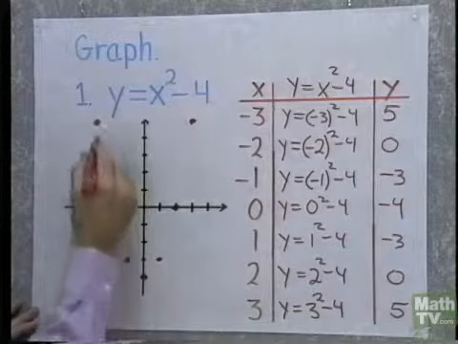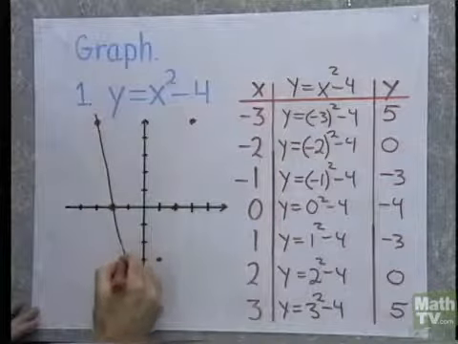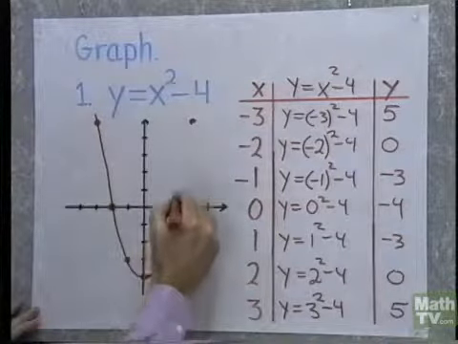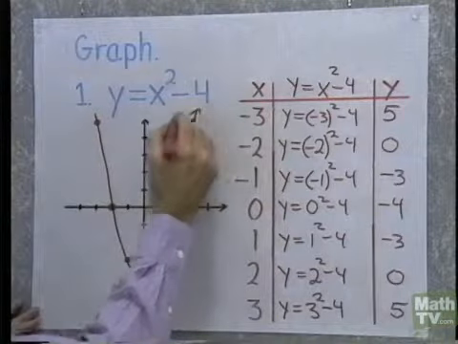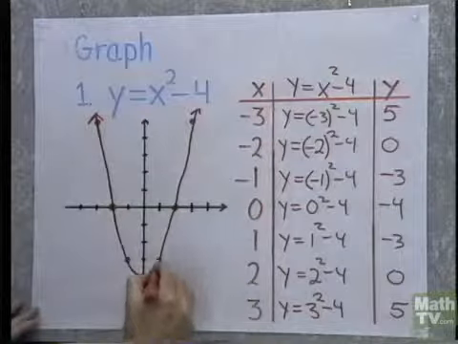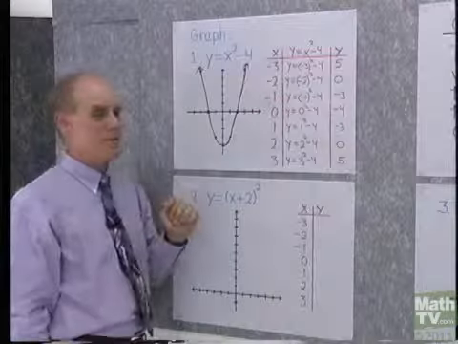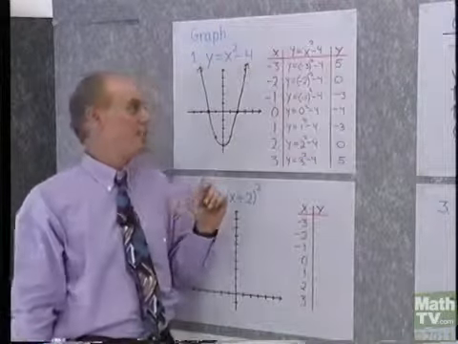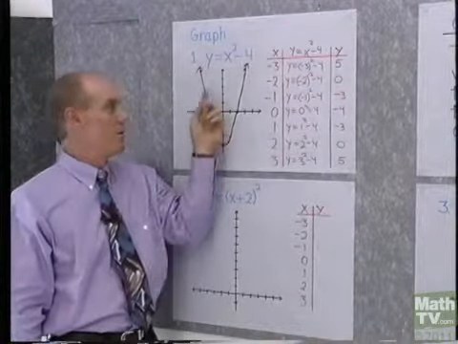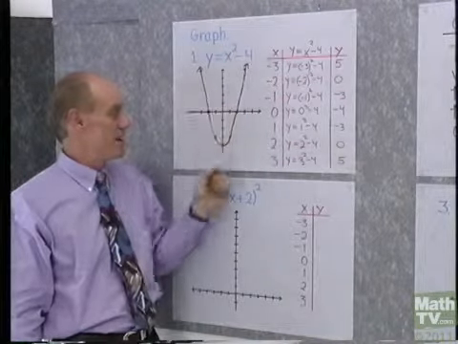So you can see I get this shape, which I recognize as the shape of a parabola. I'll connect these with a nice smooth curve, which is not easy for me to do with this pen, but you get the idea. There is the graph of y equals x squared minus 4. Now, this graph looks like the graph of y equal x squared, just moved down 4 units. My original graph of y equal x squared would look like this. This has exactly that same shape.